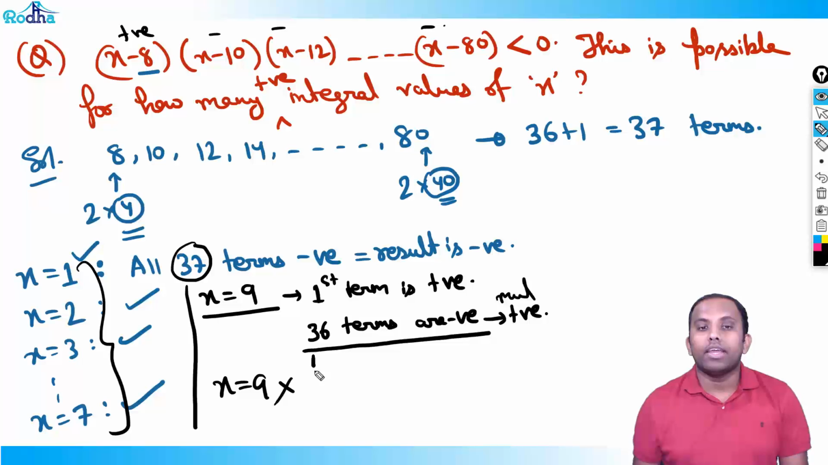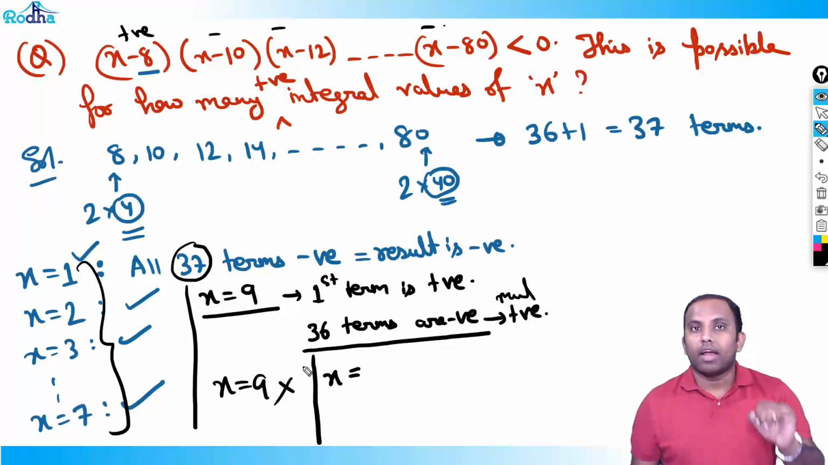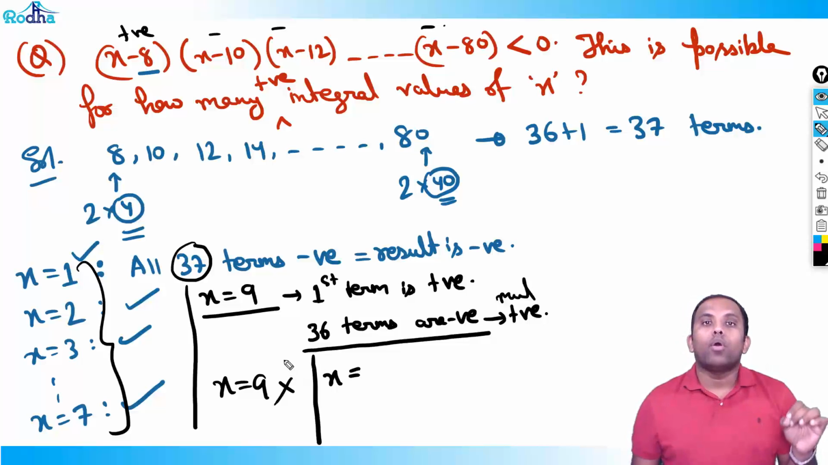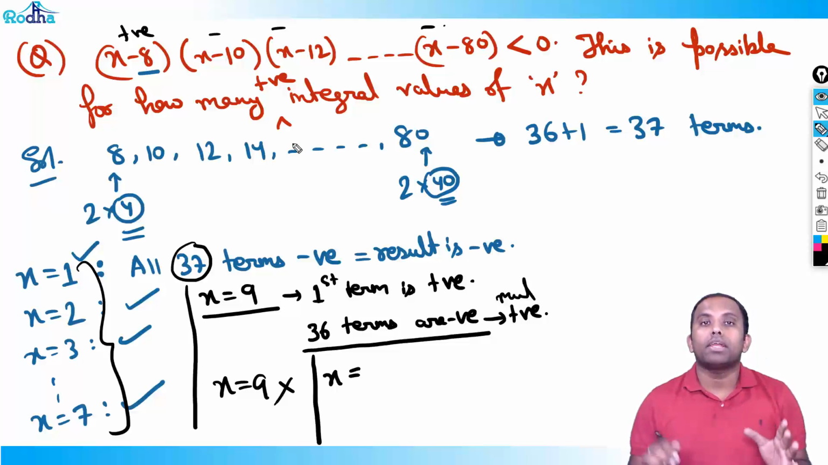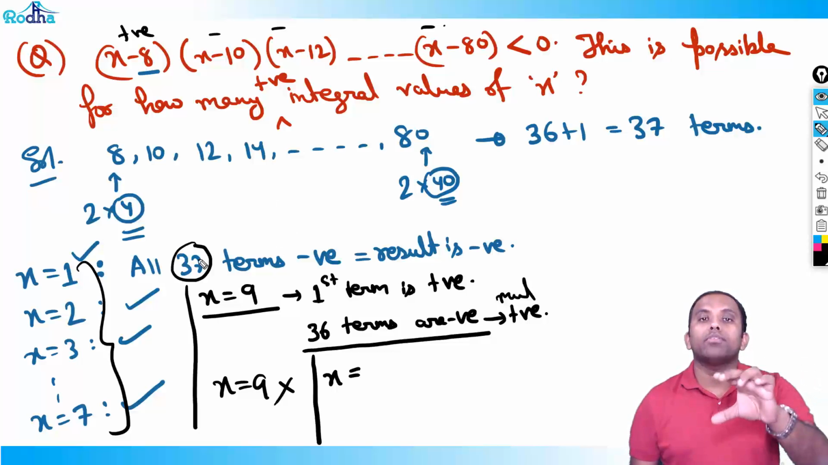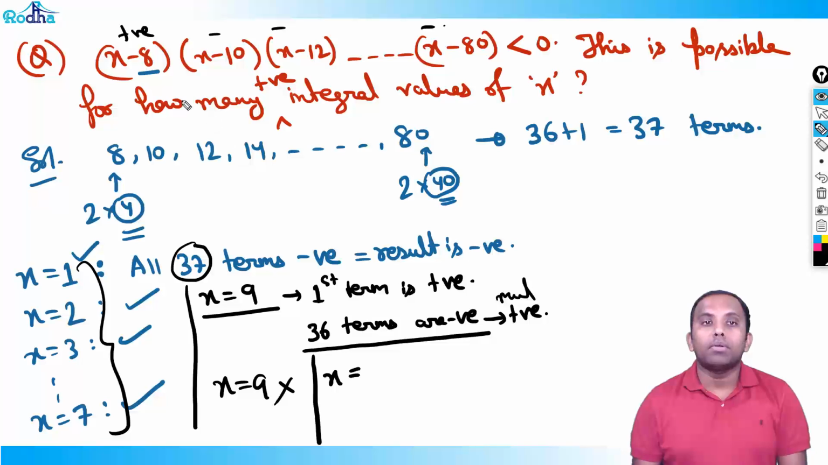Similarly, by now this idea is clear: I want to make an odd number of terms negative, always, because the multiplication of an odd number of negative terms is negative. Multiplication of 3 negative terms is negative, of 5 negative terms is negative, of 7, of 31 negative terms is negative. So how do I make an odd number of terms negative here?